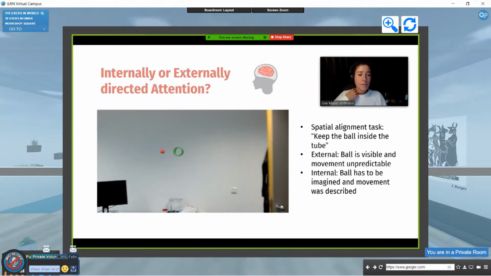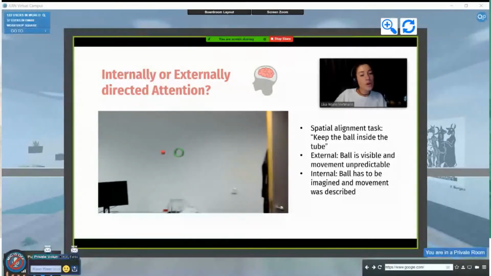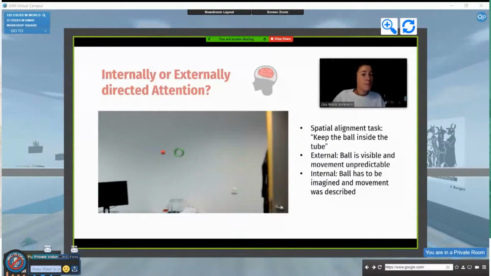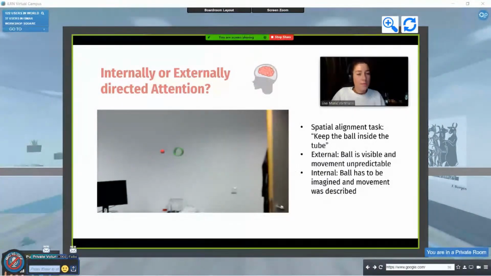For the external conditions, again, that's whenever we depend on sensory input, in this case, visual sensory input, the ball is visible and we don't know anything about the movement, so we have to react to what we see and we constantly have to pay attention to the ball. And then for the internal trials, there was no ball visible, but the ball had to be imagined and the movement was described to the participants before.